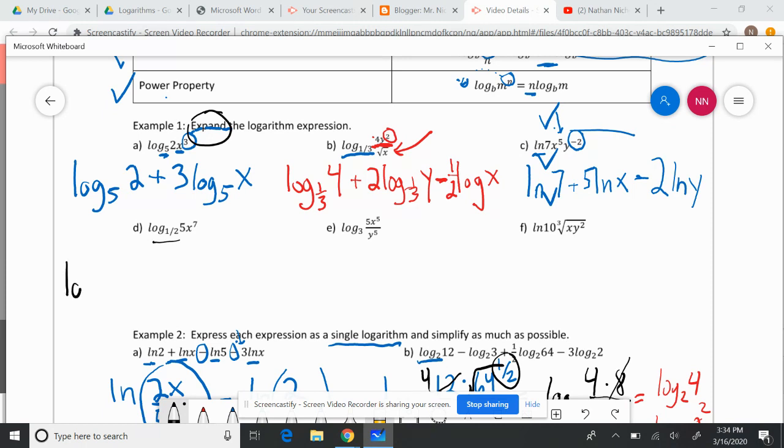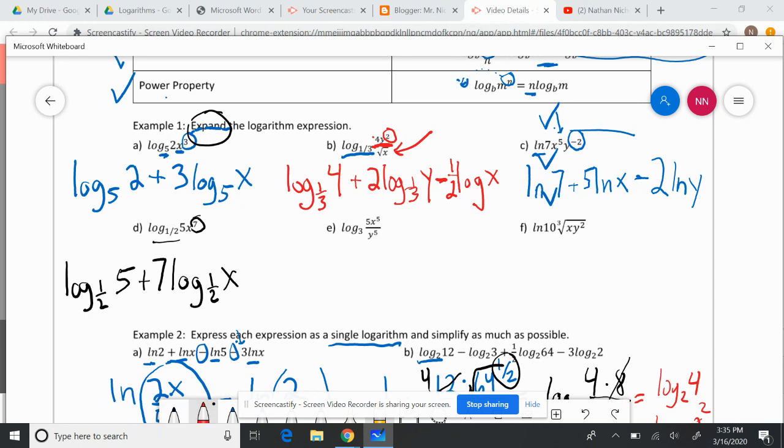So we're going to do log of 1/2, then we have a 5. Then we put a plus. Remember, because of multiplication, whenever it's multiplying, we add. Then we do log of 1/2 x. Remember that when we have an exponent, we bring it to the front. So now we have a 7 in front of the log of 1/2 of x.